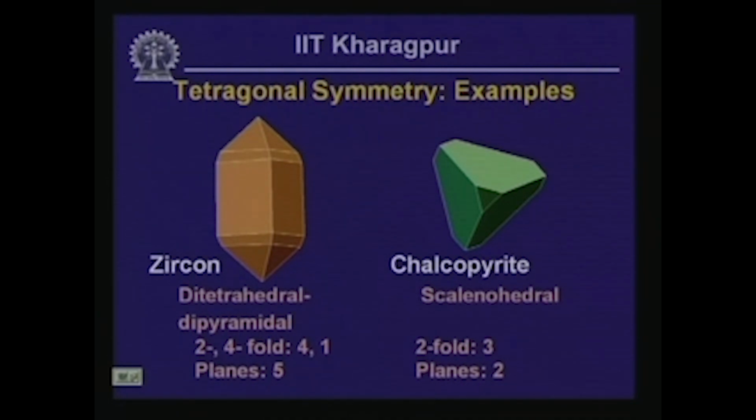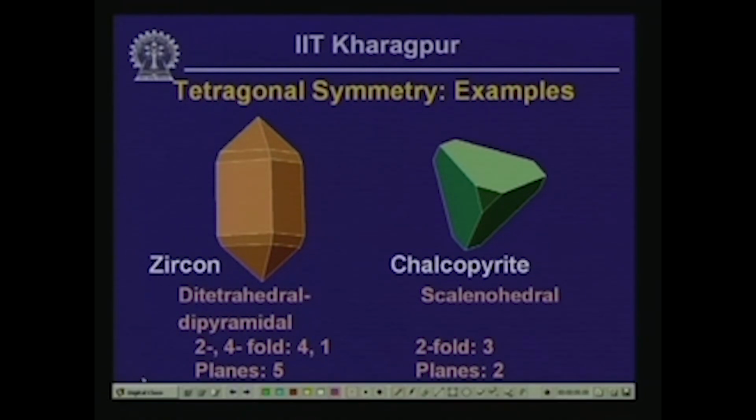Okay. So, as I mentioned, two of the very prominent minerals of tetragonal symmetry are zircon and chalcopyrite, and these are the examples. Now, both of these types of minerals are of the closed form. Now, let me give you an example of an open form.